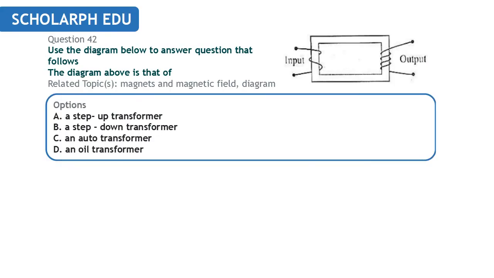Next, we have a diagram here. Use the diagram below to answer the question that follows. The diagram above is that of. Alright, how do we identify a step up or a step down transformer? Look at the windings on the input and the output, or the primary coil and the secondary coil.